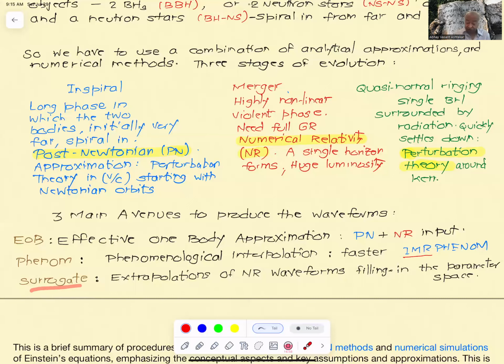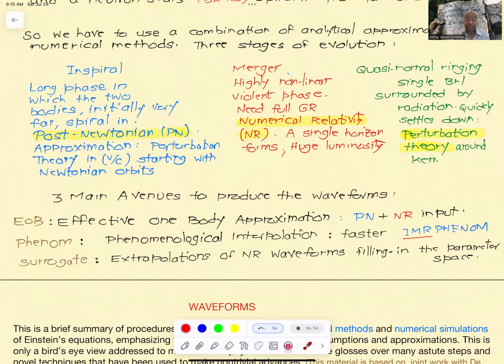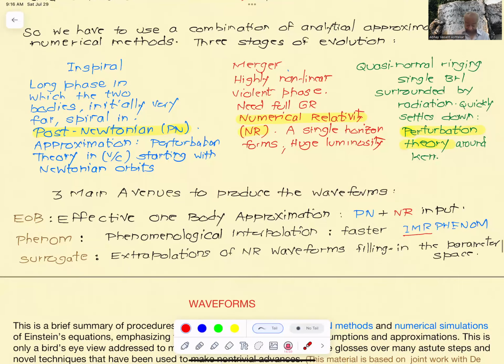And then finally, there are things called surrogate models, and these are the most accurate ones when they're available. Here, what one does is one looks at the numerical relativity waveforms, and then, given two numerical relativity waveforms for two different parameters, one extrapolates numerically between them, filling in the parameter space. So I have some waveform for one parameter, another numerical waveform for another parameter, and one is literally just extrapolating to see what is the best way of bridging the two waveforms that are actually available to me.